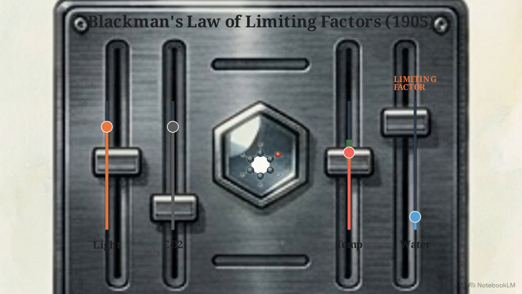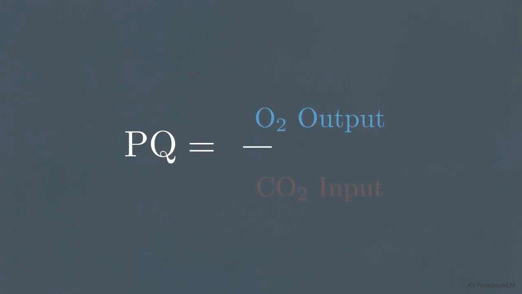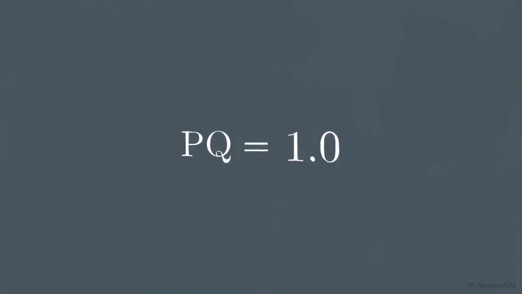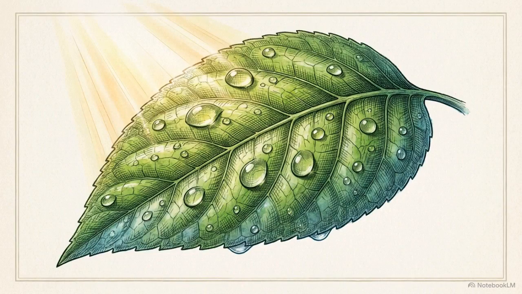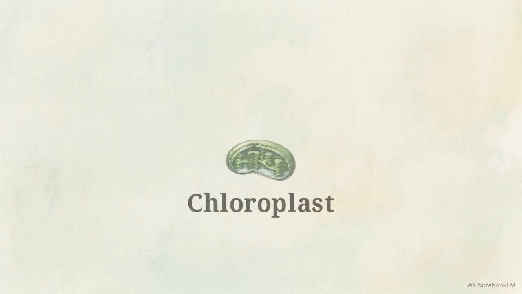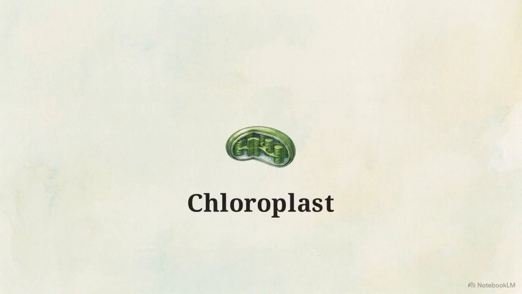We can measure the efficiency of this gas exchange using the photosynthetic quotient, or PQ. This is simply the ratio of the volume of oxygen released to the volume of carbon dioxide absorbed. For plants producing glucose, both volumes are equal, giving us a PQ value of exactly 1.0. Because the factory only runs as fast as its weakest link, consistent glucose production requires a careful, continuous balance of these environmental factors. The production process happens in 2 distinct stages inside the chloroplast.